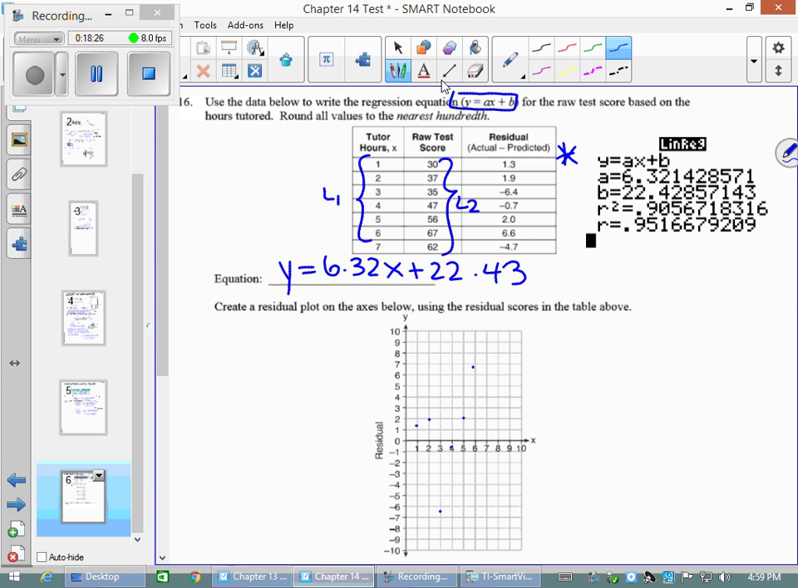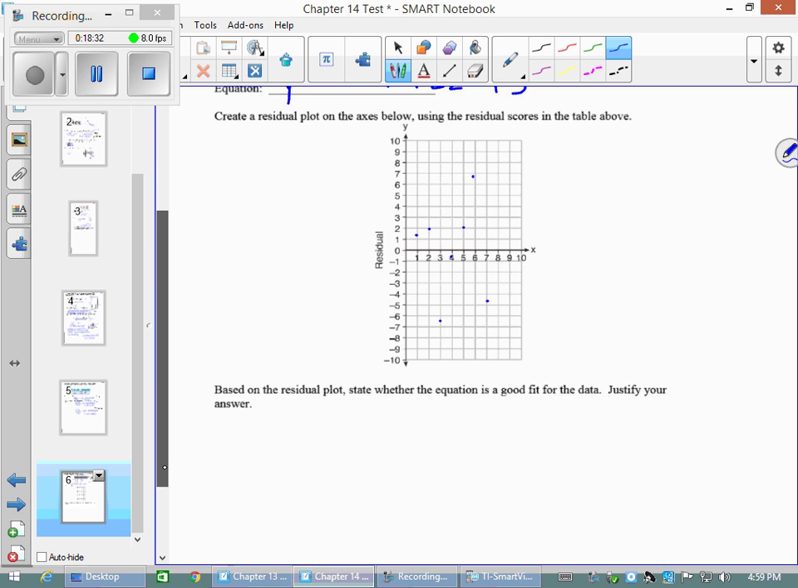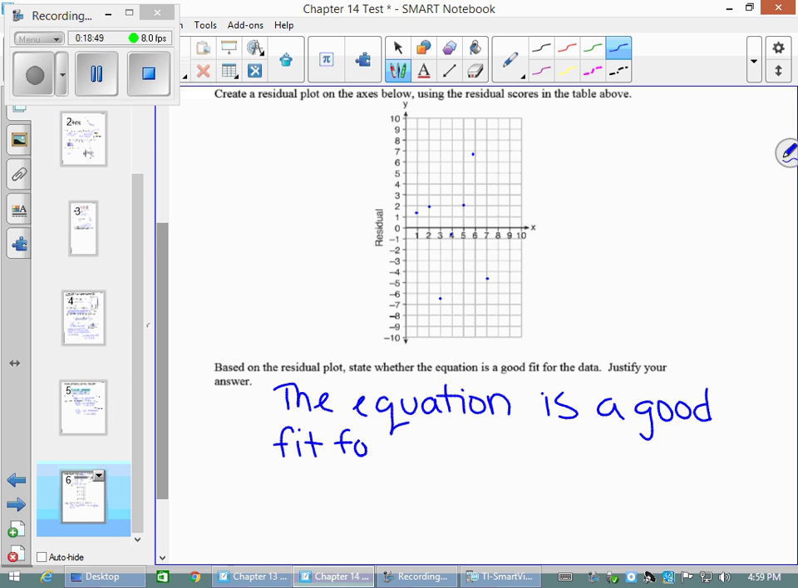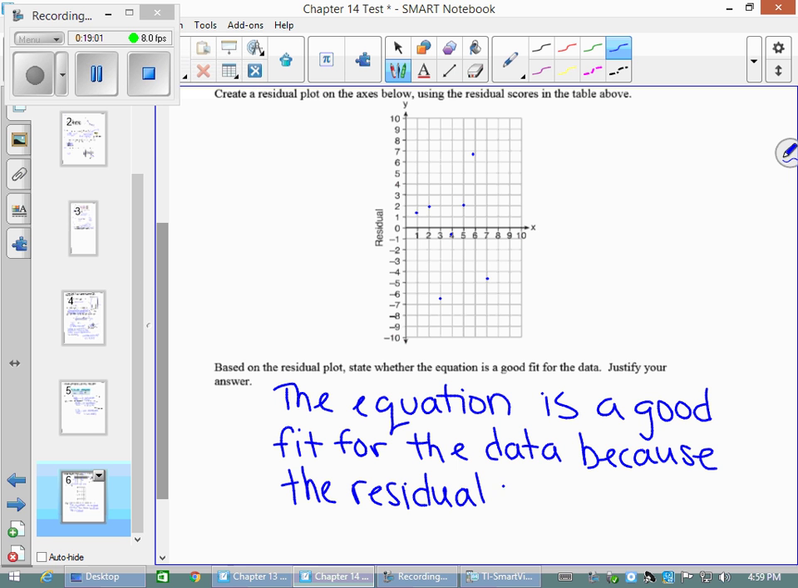And then it goes on to ask me, based on the residual plot, state whether the equation is a good fit for the data and justify. So I would say the equation is a good fit. Again, remember we're talking about a linear equation, so the linear equation is a good fit for the data. And the reason is because the residual plot is randomly dispersed above and below the x-axis.